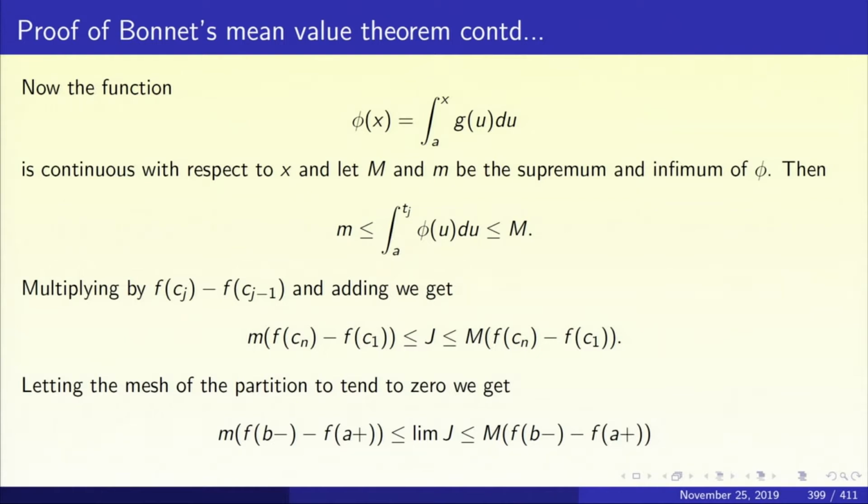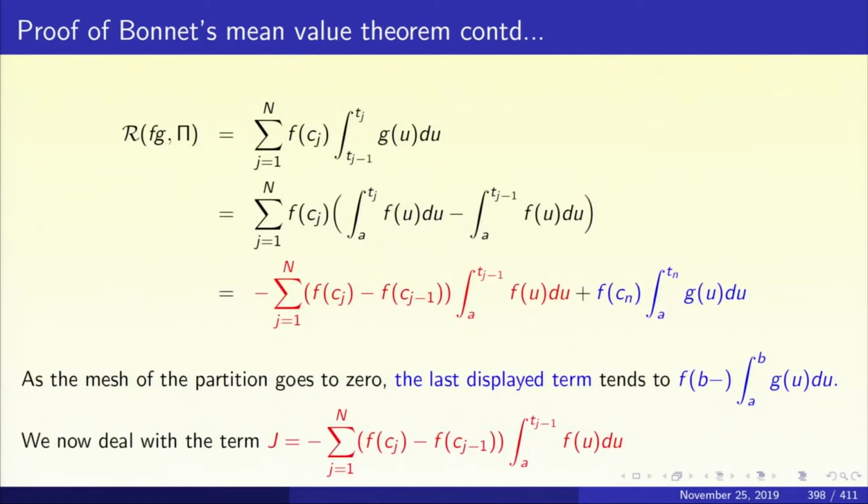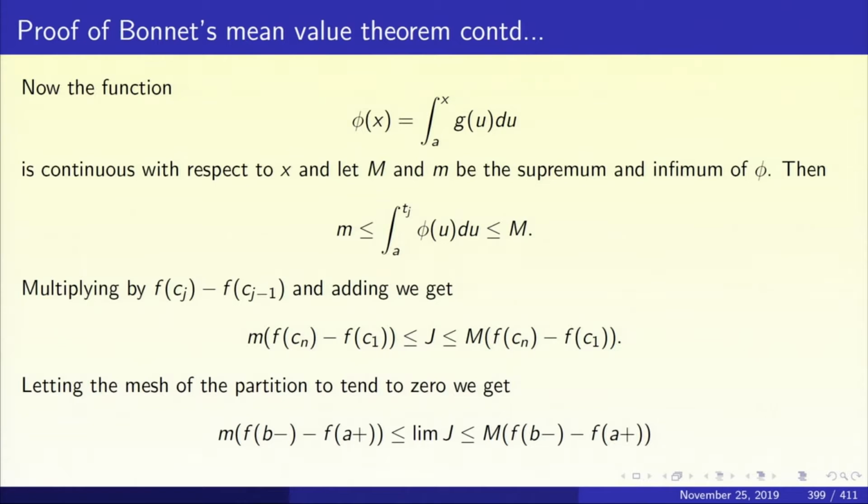If you multiply, it should not happen that for certain terms the sign changes this way and for certain terms the sign changes that way. That should not happen. Here we are crucially using the monotonicity of f. So, we multiply by f(c_j) minus f(c_{j-1}) and we keep adding. We get m times (f(c_n) minus f(c_1)) less than or equal to J. What is J? J is this piece that is in red, and it is less than or equal to capital M times (f(c_n) minus f(c_1)).